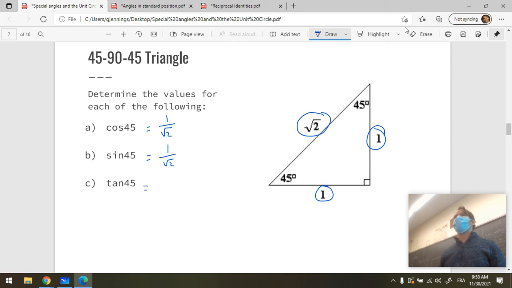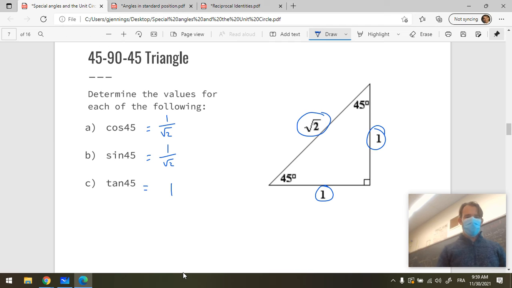Would it be the same as sine 45? No, because sine and cosine both use the hypotenuse, which is the odd one out of these three. Would you just write 1 or would you still write it as a fraction? We'll just write 1. Your calculator is just going to tell you 1. Because tangent of 45 is where the ratio between these two sides is the same. They're 1. So tangent is 1 for a 45-degree triangle.